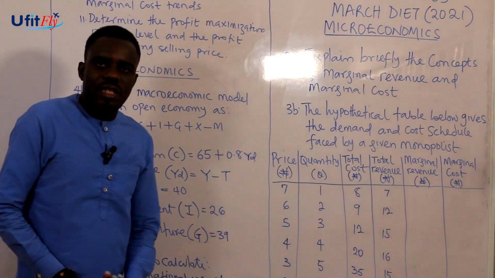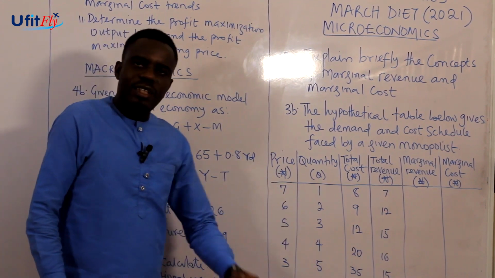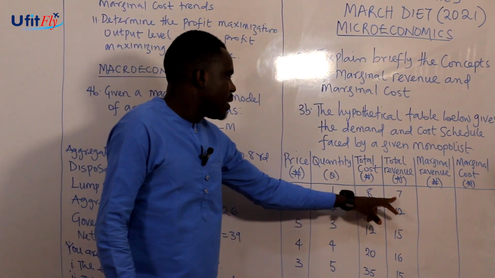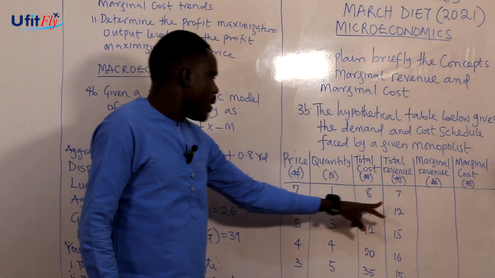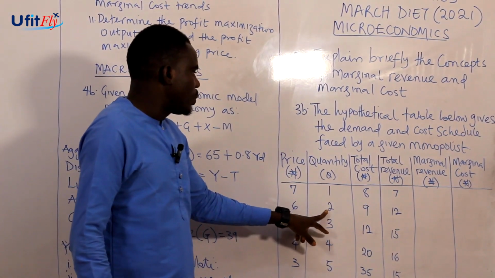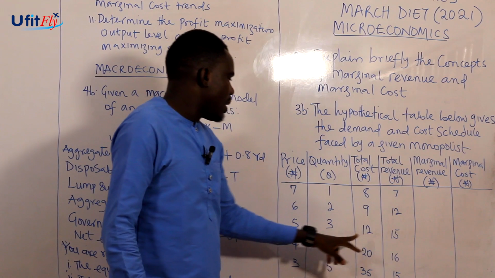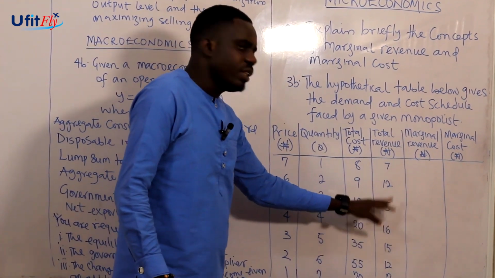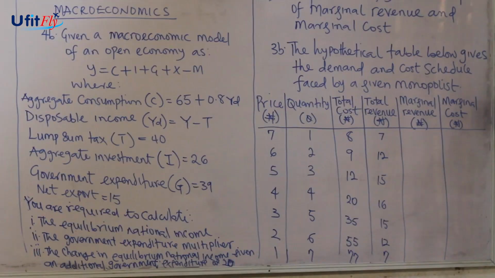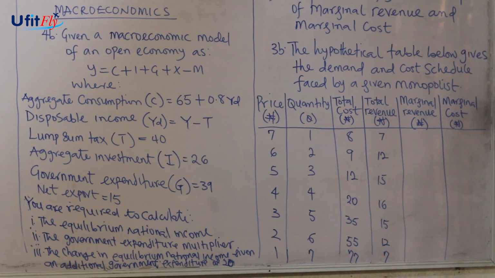Now, from the explanation earlier, I said marginal revenue is the extra revenue for selling extra units. And we can see our total revenue here is 7, while 1 unit was sold. At quantity 2, total revenue is 12. At quantity 3, total revenue is 15, in that order. Now, how do we derive the marginal revenue? I said earlier that the marginal revenue is extra revenue for selling extra units.